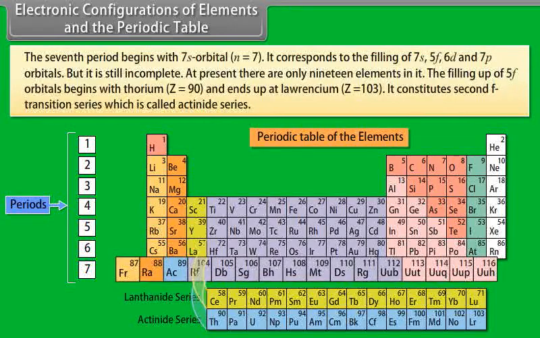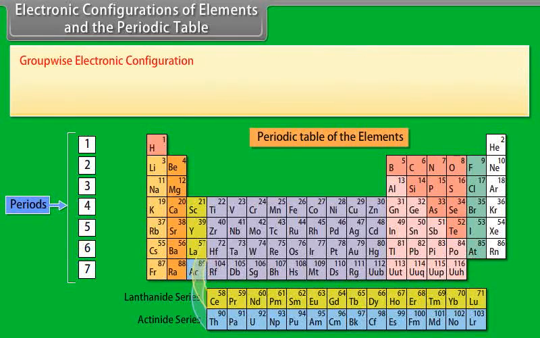The seventh period begins with 7s orbital, that is, n is equal to 7. It corresponds to the filling of 7s, 5f, 6d and 7p orbitals, but it is still incomplete. At present, there are only 19 elements in it. The filling up of 5f orbitals begins with thorium, atomic number 90, and ends at lawrencium, atomic number 103. It constitutes the second f transition series, which is called actinide series.